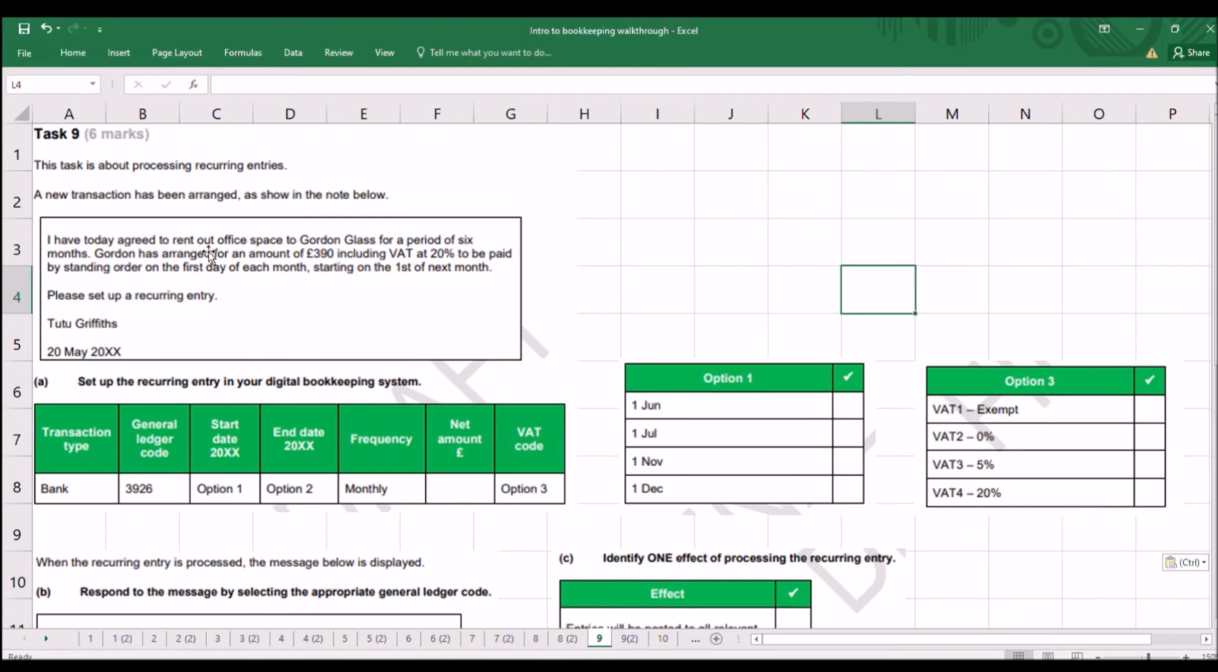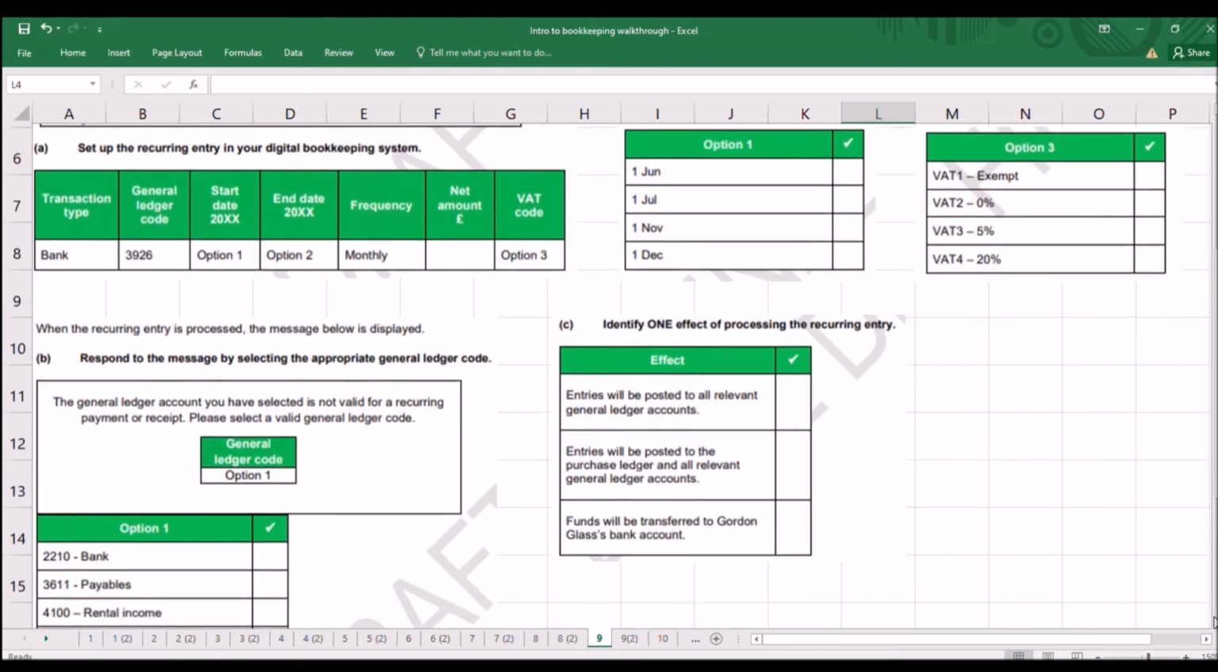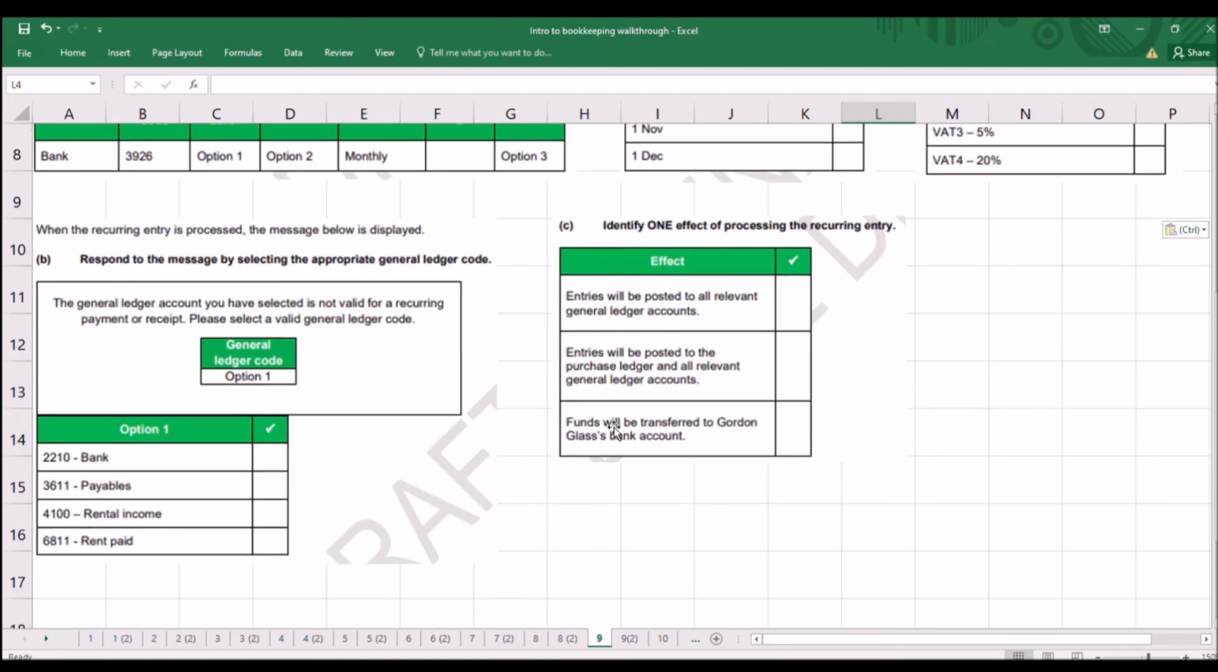Question 9. So question 9 is about recurring entries. So we've got a note here to set up a recurring entry, which is a repeating journal in our digital bookkeeping system here. And you've got some dates here. Option 1 and option 2's dates are exactly the same dates, so pick whichever ones you want, and then there's the option 3 VAT rates. I'll pause there, you can have a go at that. And then into B, choose the correct ledger code and an effective processing recurring entries. So I'll pause there as well. You can pause the video and have a go at that. And let's go into the answers.